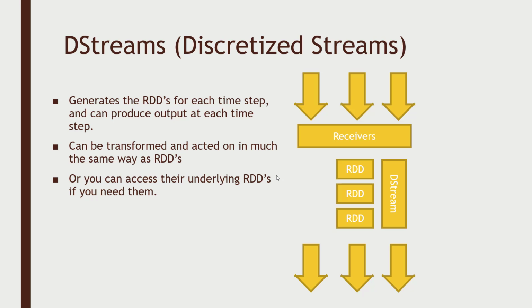Now, the abstraction on top of all those chunks of RDDs is called a D stream, for discretized stream. So the D stream object is what's responsible for generating all those RDDs at each batch interval, and it can produce output at the end of each batch interval as well. So by applying a transform or an action to a D stream, you're saying, as each batch is received, perform this operation on the D stream forever.